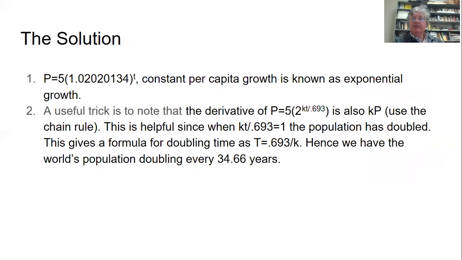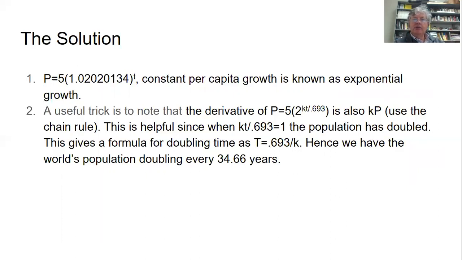So that is our solution. It's 5 times that base to the t. So this constant per capita growth is also known as exponential growth. Okay, and we know that's a solution because we've verified it. We've plugged in 0 and get back 5. We take a derivative and we get the function back times 0.02. So that is a solution.